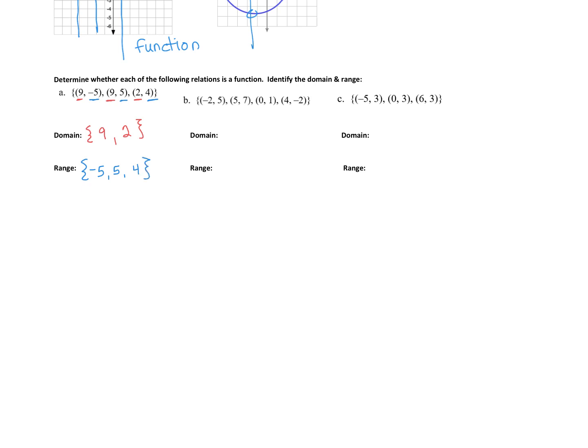And then if we want to decide if it is or is not a function, everything in that first set can only correspond to one thing in the second set, but you notice right away that 9 corresponds to both -5 and 5. So this one is not a function.